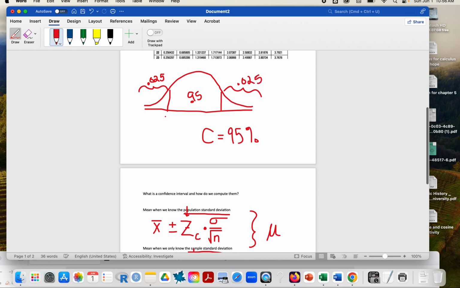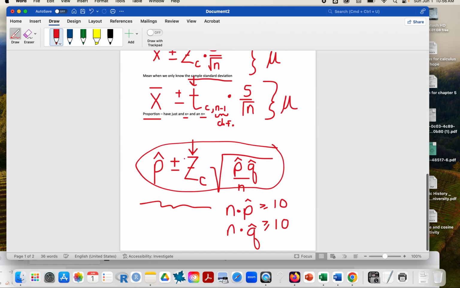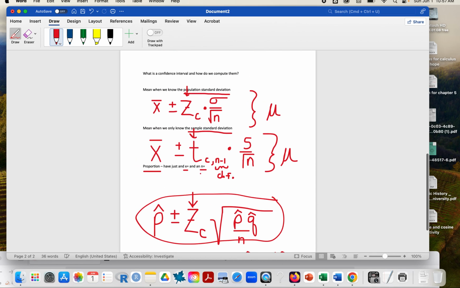Now, to get this value, if it is a z, if we know the standard deviation of the population, we use INV norm, and our area that we use is 0.025, and you're going to leave the mean 0, and you're going to leave the standard deviation 1, and what you're going to get out of there is a negative 1.96. So this is the multiplier that will go here. It is also the same multiplier that will go in this spot here where it says z sub c.